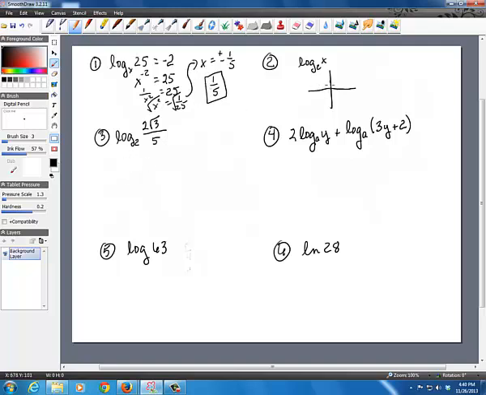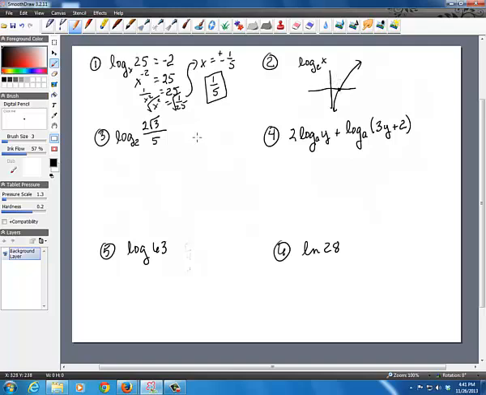Number 2 says to graph this. We remembered with an exponential our point was 0, 1. That was our pivot point. Well, now with logarithms, which is the inverse of the exponential, instead of 0, 1, our pivot point is 1, 0. And our graph goes this way and then extends out.